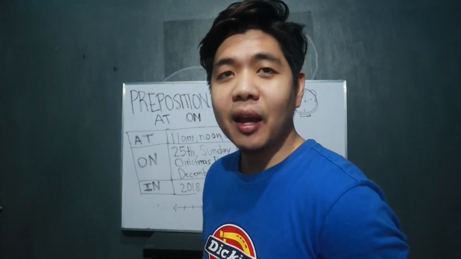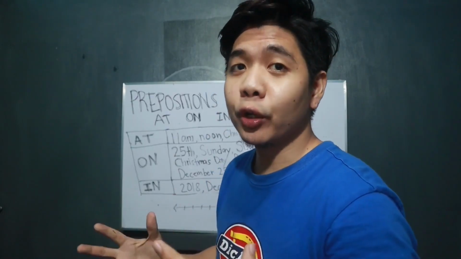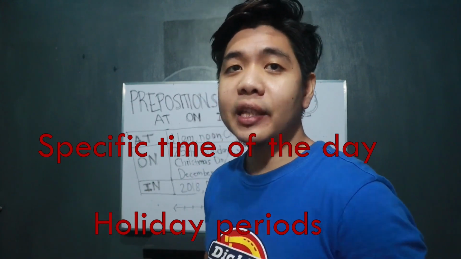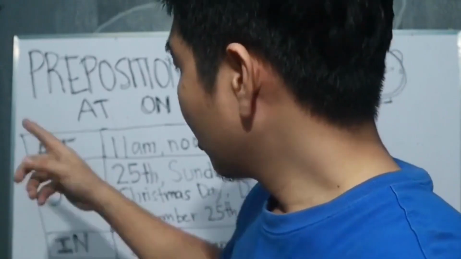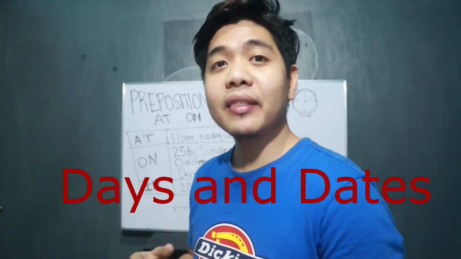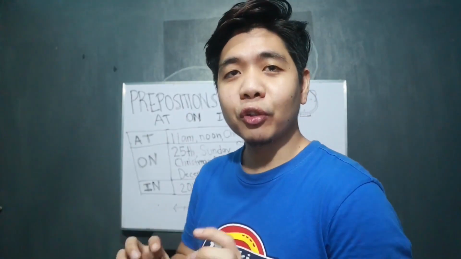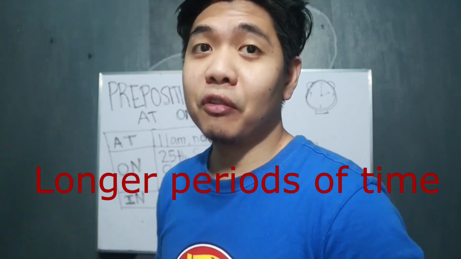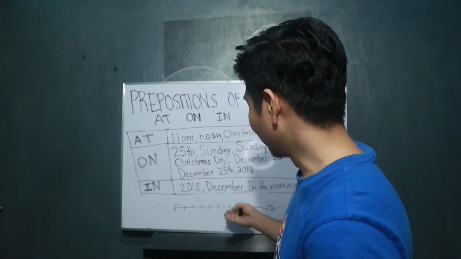First, kailangan nating malaman that at, this preposition is used for specific time of the day or holiday periods. On, on the other hand, is used for days and dates. In is used for longer periods of time. Okay, so now let me use this ruler.